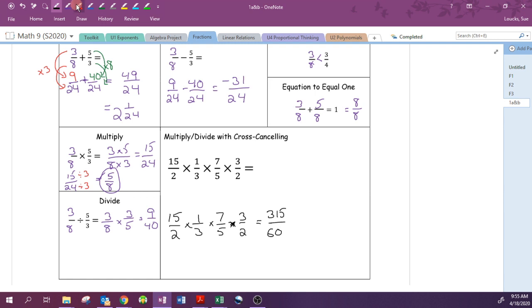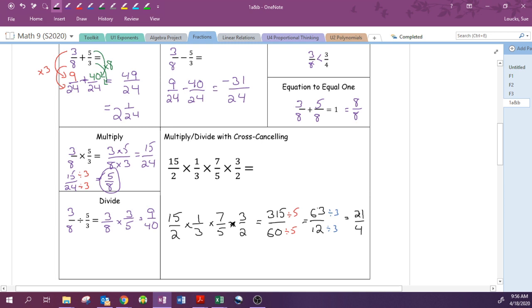And sometimes you're going to look at this number and you're like, I have no idea what I can divide this by. This one is easy. I can see I can divide them both by 5. So I'm going to divide the top by 5 and divide the bottom by 5. And that gets me 63 over 12. And I can look at those ones and I can divide both of those by 3. So I divide that by 3 and divide that by 3. And that 63 divided by 3 is 21, and 12 divided by 3 is 4. So I get 21 over 4 as my answer.